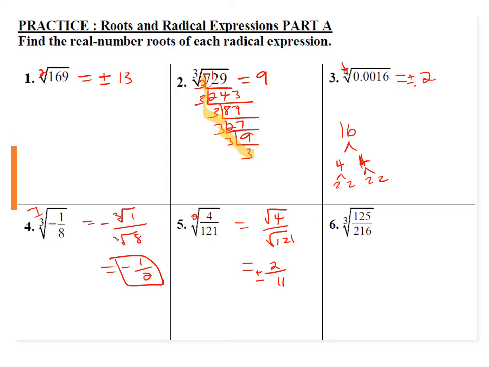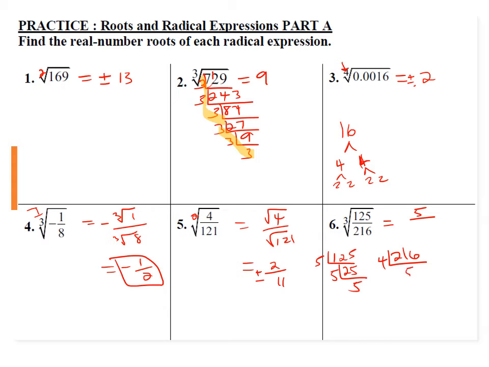And then cube root. So we have the cube root of 125 divided by 216. I'm going to say, okay, I have 125. Well, 125 is divisible by 5. That leaves me with 25. Divisible by 5 leaves me with 5. So I know that the cube root of my numerator is 5. And then 216, I see 16, so I think, well, let me try a 4.